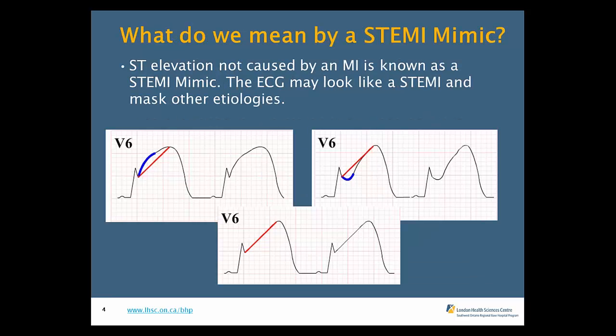So just to clarify, make sure we're all talking the same language. When we mean a STEMI mimic, we mean something other than an MI that causes ST segment elevation. Hopefully that's fairly straightforward. There are lots of different types of morphologies of ST segments, and that's what we're going to talk about over the next few minutes.